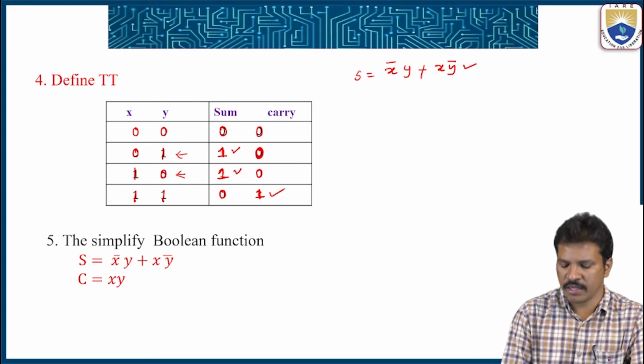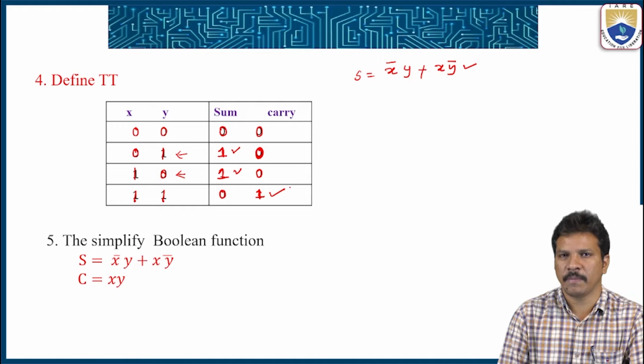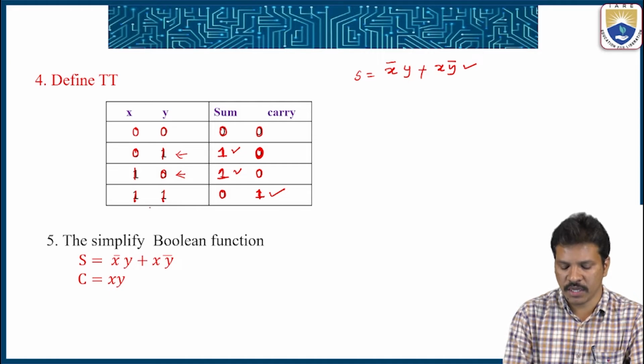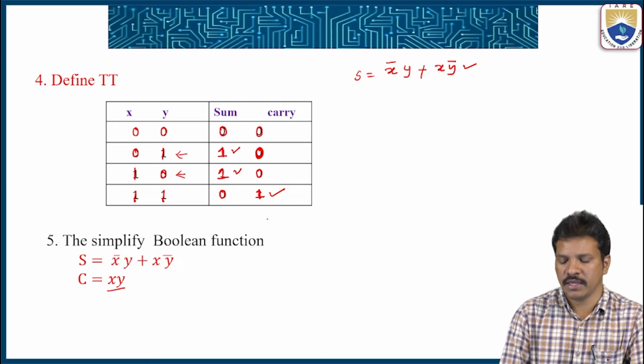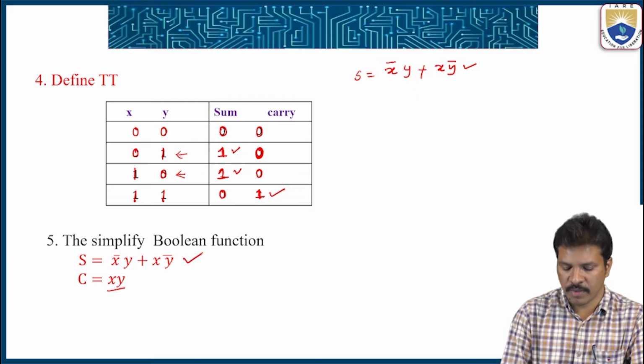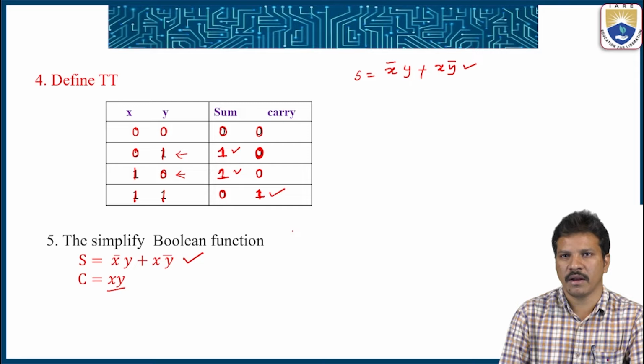And for carry, there is only one logic 1 in the output column. Which combination is that? C is equal to X Y. In this way we can write S as x bar y plus x y bar.